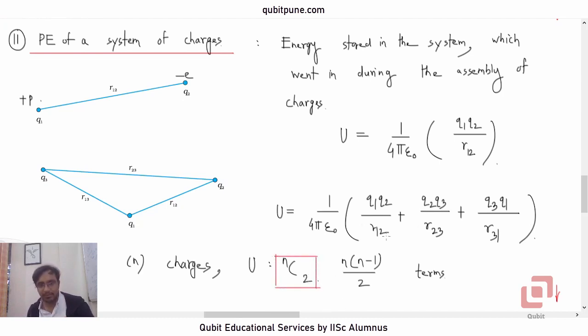Right? So those many terms will be there. So if you have an assembly of 30 charges, then how many such terms will be there? 15 into 29. Okay, fine.